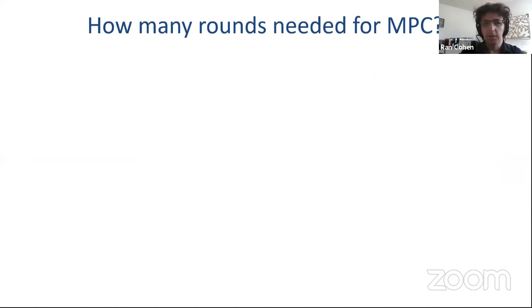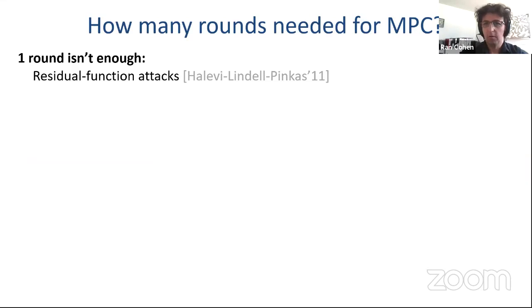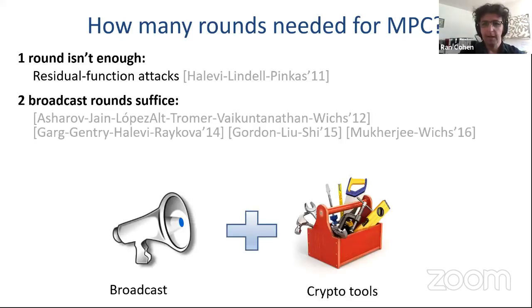A main question in the study of secure computation is how many rounds do we need to compute a function? Clearly, one round isn't enough because the corrupted parties can simply wait for messages from honest parties and then evaluate the protocol over different inputs of their choice, which will violate privacy. But in the last decade, there was a series of work that showed that in a broadcast model, where every party can broadcast a message, can post it on a bulletin board for everybody to see, then two such broadcast rounds suffice to compute any function.